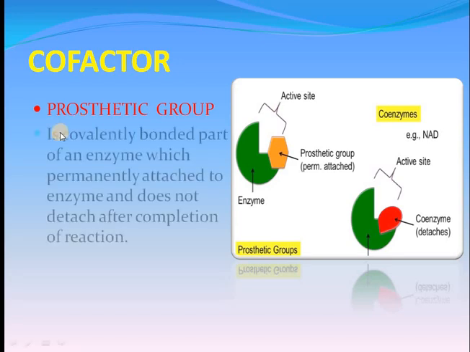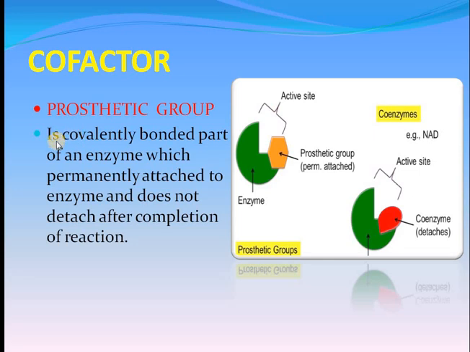Now the prosthetic group. What is a prosthetic group? A prosthetic group is a covalently bonded part of an enzyme which is permanently attached to the enzyme and does not detach after the completion of the reaction. जैसे हमारे पास reaction complete होगा तो वो वहाँ से detach नहीं होगा, but it is permanently attached there. In this image you can see an enzyme and this is the active site. The prosthetic group is permanently attached at this site.